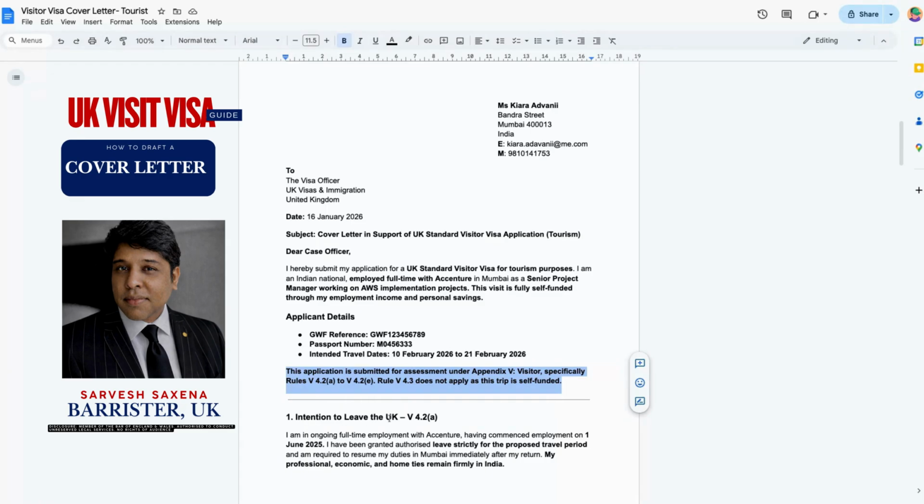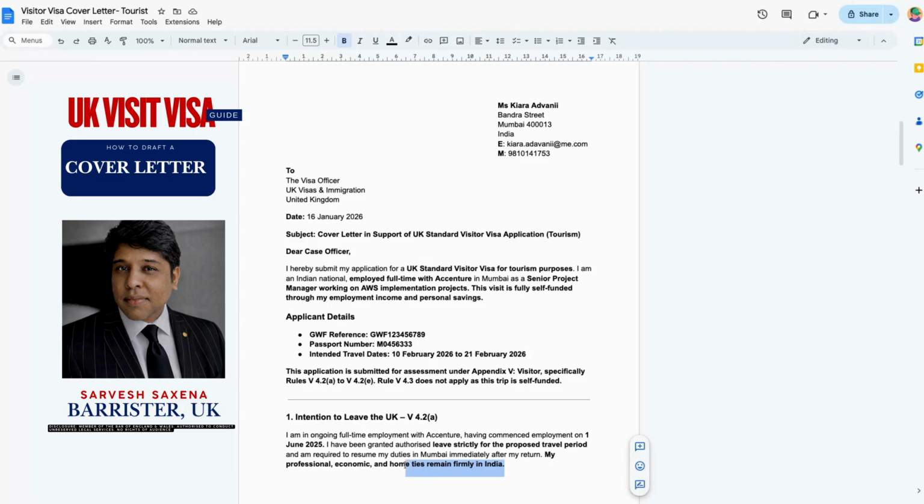So I've given a heading, intention to leave the UK, 4.2A. I have written: I am in ongoing full-time employment with Accenture, having commenced my employment on 1st of June 2025. I have been granted authorized leave strictly for the proposed travel period and I am required to resume duties in Mumbai immediately after my return. My professional, economic and home ties remain firmly in India.